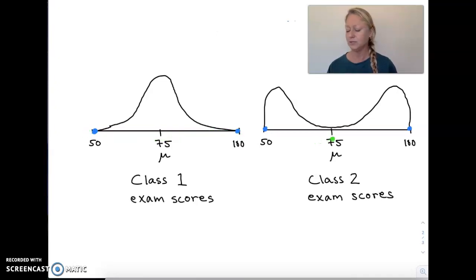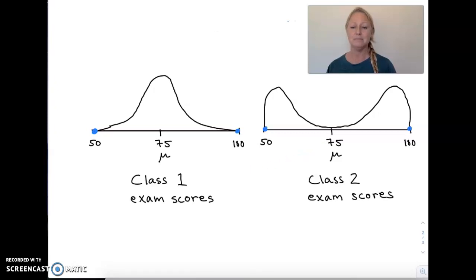Compare that to class number 2. We also have the same mean, and very few people actually score around 75. A lot of students score really high, but a lot of students also score really low. And so the second class is a much harder class to teach, right? I have students that feel like this is a challenging class and they need more support from me. On the other hand, I also have students that might find this class to be too easy, so I need to challenge them more. So 2 very different classes in how I would teach them.